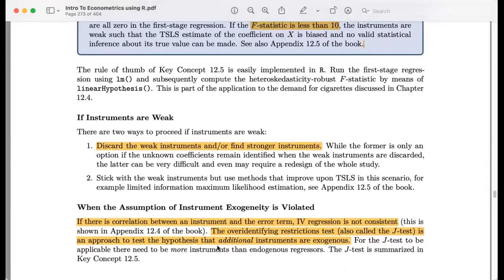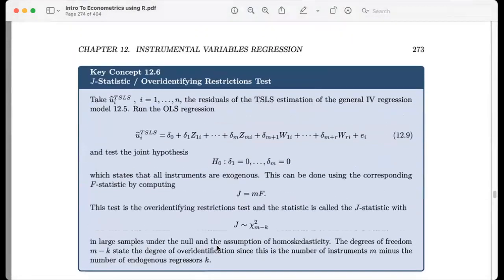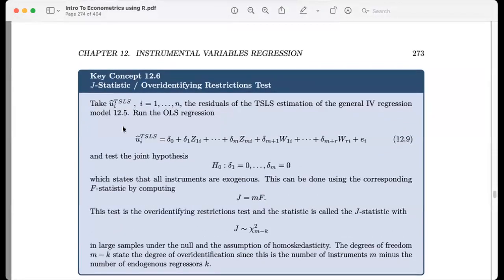Also, the exogeneity assumption is violated when there is a correlation between the instrument and some other variable in the error term. We could test that using the over-identification restriction test, also called the J test. It is an approach to test the hypothesis that additional instruments are exogenous. The whole idea is we take the residuals of the error term and run a regression with that on the instruments and the exogenous variables, and test the joint hypothesis that all the coefficients on the instruments and on the exogenous variables are zero, which says that all the instruments are exogenous.